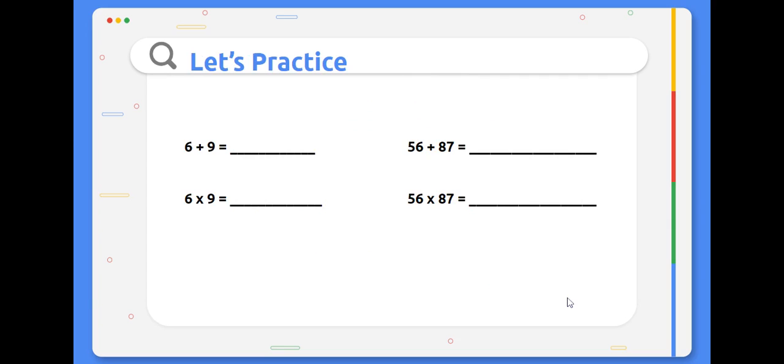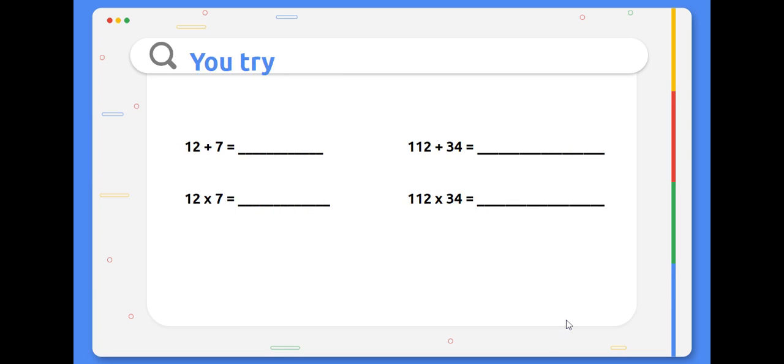Okay, let's practice. So 6 plus 9 turned into 9 plus 6. 56 plus 87 turned into 87 plus 56. 6 times 9 became 9 times 6. 56 times 87 turned into 87 times 56. Your turn. Go ahead and try, and then come back and see if you got it right.